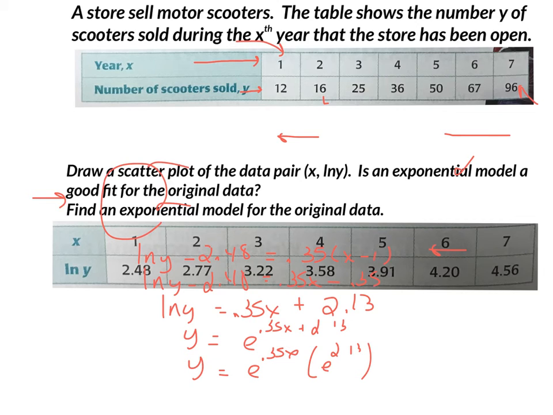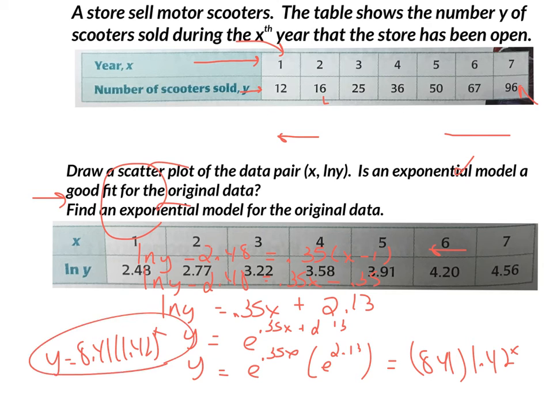Okay, now I'm just going to punch that straight into my calculator. e to the 0.35 is really 1.42. I still have that x power up there, and if I punch in e to the 2.13, I get 8.41. So that's what my equation is going to be. y equals 8.41 times 1.42 to the x power. Okay, that's quite a bit of stuff. I'll be honest, that's pretty impressive.